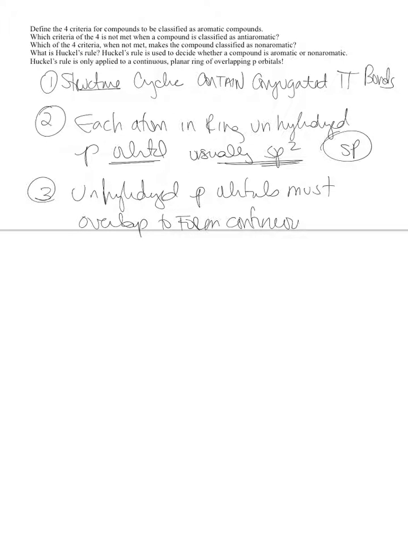3, unhybridized p orbitals must overlap to form a continuous ring of parallel orbitals. So this basically needs to be planar.